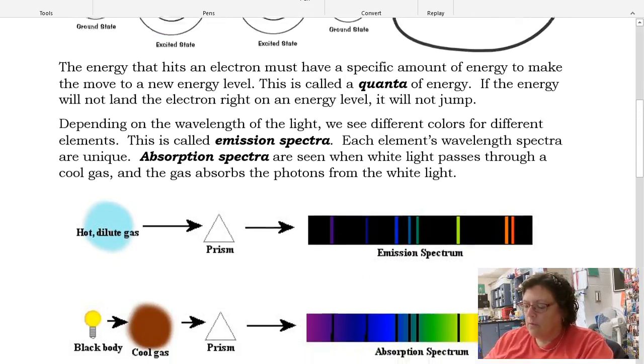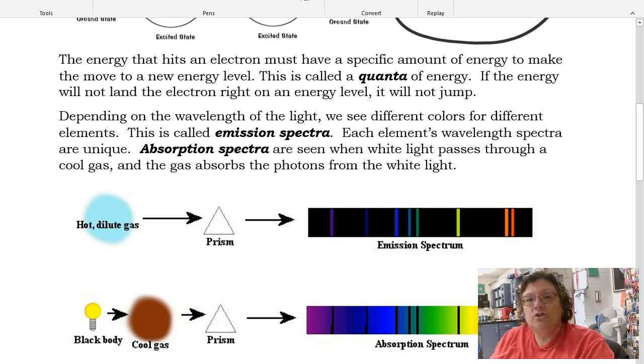Now, we just talked about the electron. The energy that hits the electron we call a quanta of energy. If the energy won't land the electron on a specific energy level, the electron doesn't go. It can't. If it takes 20 joules of energy for it to jump from one energy level to the next and it only gets 18, it's not going to jump halfway. It's not going to go. It'll just stay there. All right.